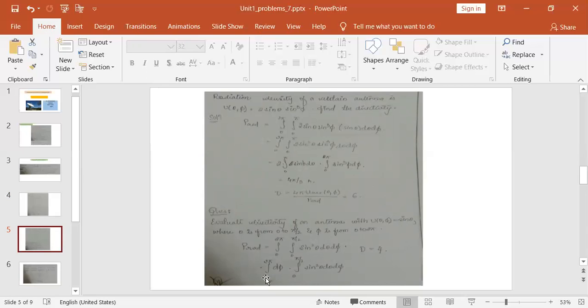Next problem also similar. Here in this problem also, U is given as sine theta and the ranges are given. Theta is from 0 to pi by 2 and phi is from 0 to 2 pi. So we have to calculate P radiated. Some value we'll get, and finally we'll get D as answer 4.